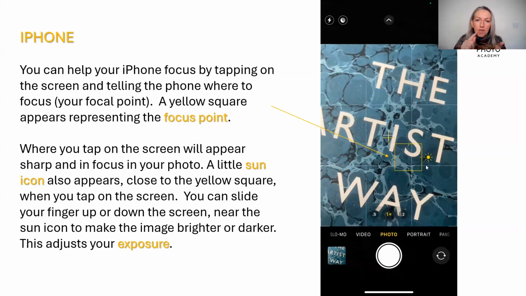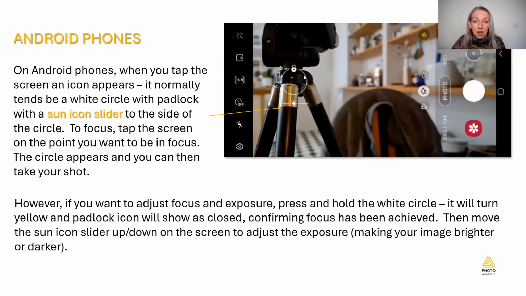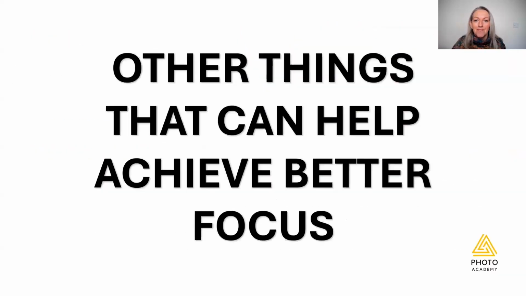And that sun icon, so if you tap quickly on the screen and then move your finger up or down on the screen, this makes your image brighter or darker. So it's a great way to focus your image and also very quickly make it brighter or darker. And on Android phones, they have a circle and there's normally a wee padlock in it. So if you tap on the screen, and then depending on your make and model, you may be able to adjust your exposure slightly differently. But normally there's a sun icon or a slider, and you move it either up or down or left or right on your screen to make your image brighter or darker.